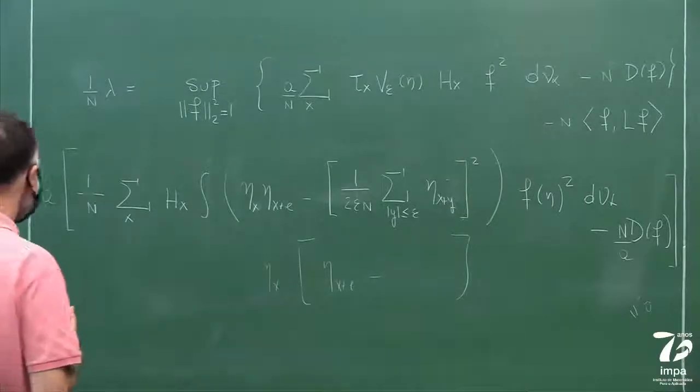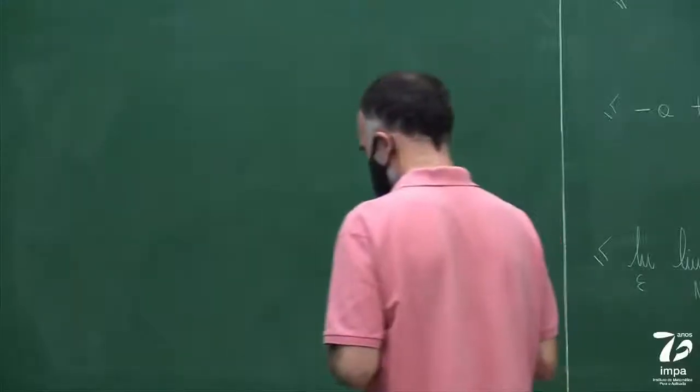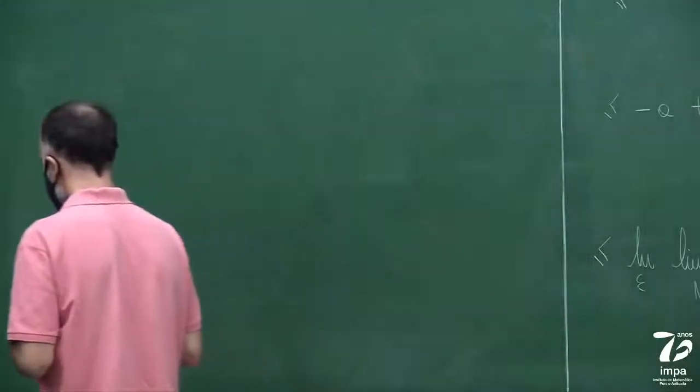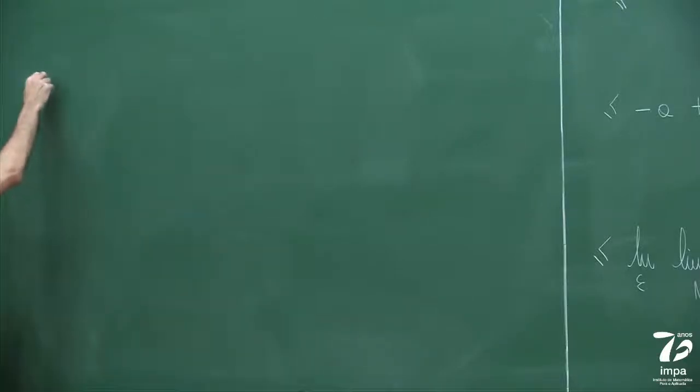So that's the upper bound. Now let's go to the lower bound. So here, we introduce some perturbation, right?